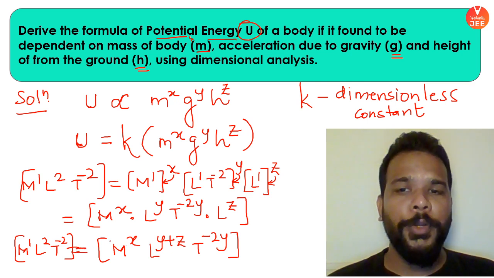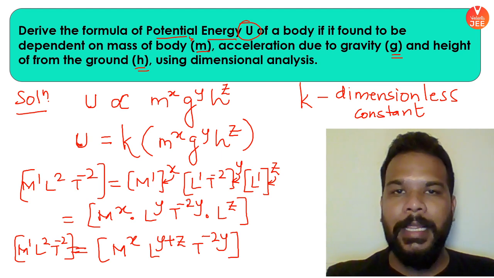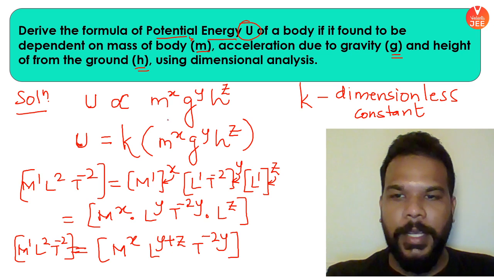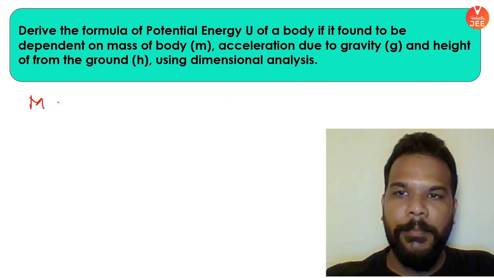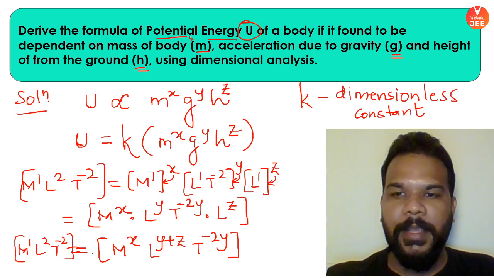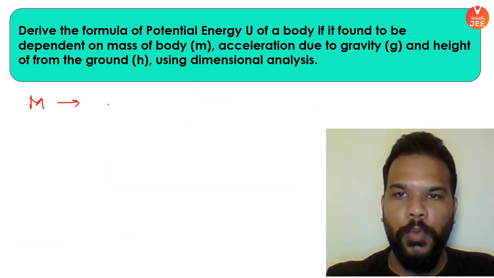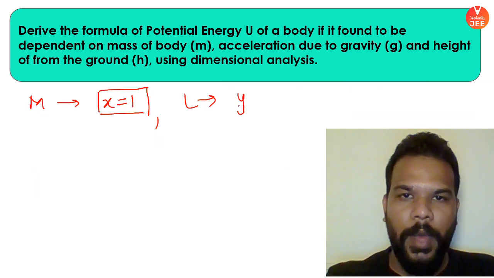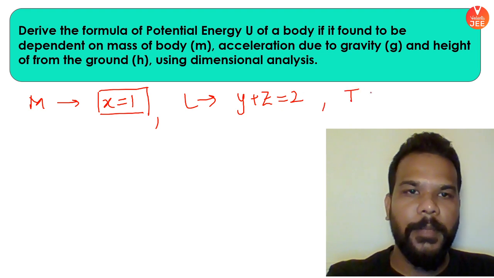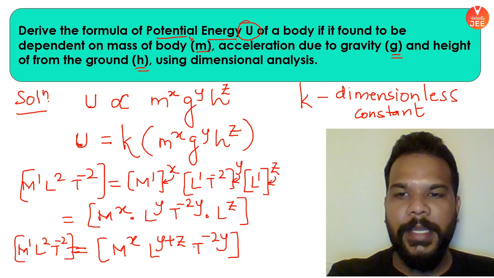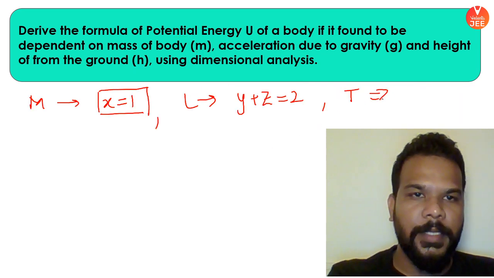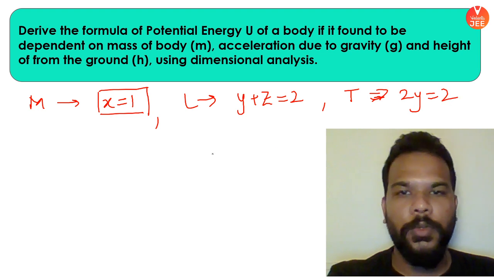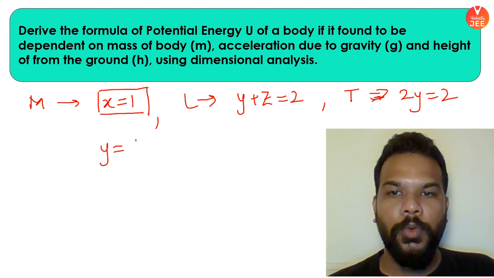Now I'm going to compare the powers of M, L, and T. Okay, ready? So guys, if I compare the power of M, it is X, which is equal to 1. So I say that X is equal to 1. If I compare the power of L, it is Y plus Z, and that should be equal to 2. And if I compare the power of T, then T to the power is minus 2Y, which is equal to minus 2. That means I can say that 2Y is equal to 2, which gives me Y equal to 1.